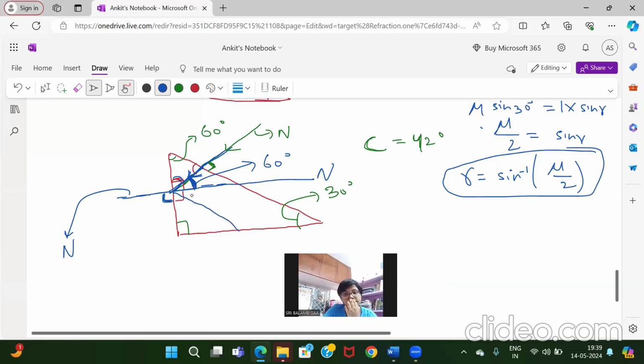Clear? Here how much is the angle? This is 60. This is also 60. Then again you will draw the normal. Clear? Now tell me. This is 60. This is also 60. If this is 60, this is 30. This is 30. This is 90. This is 60. If this is 60, this is 30. Now this is normal. Now see, what is the angle between the incident ray and the normal?